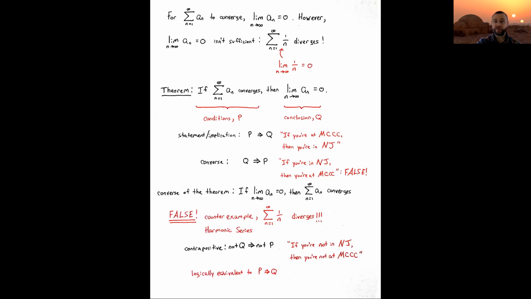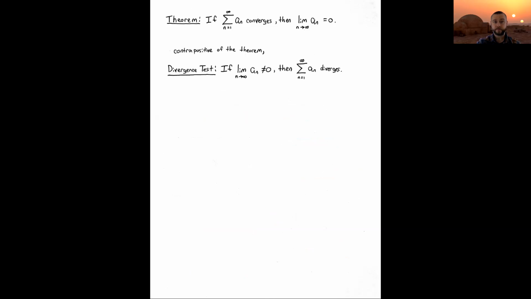Now let's again go back to our theorem stated here, the theorem being: if the infinite series converges, then the limit of the term equals 0. Let's take a look at the contrapositive of that theorem. If we switch the conditions with the conclusion while at the same time negating them, we get this statement, what we're going to call the divergence test.